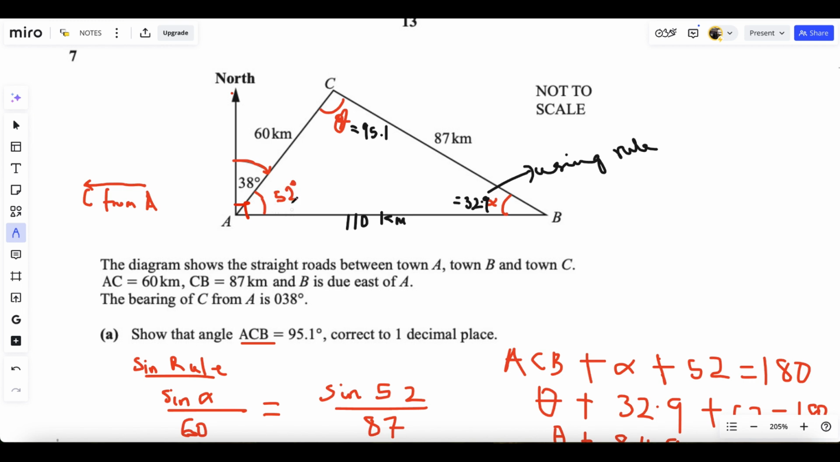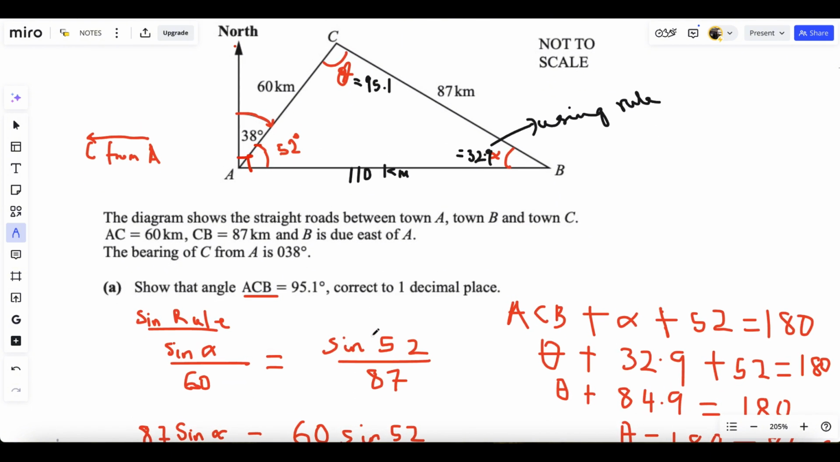So how were we able to find this value? Because B is due east of A, the whole angle is 90. So 90 minus this 38, you get 52. And let's see what they are going to show: that angle ACB is 95.1, correct to 1 decimal place.